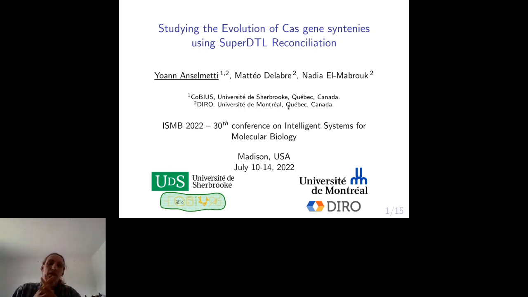So this work has been dedicated to the production of a new reconciliation approach to reconstruct the evolutionary history of gene synthesis using a duplication, transfer, and loss model. And I will present you an application of this model for the study of the evolution of Cas gene synthesis.